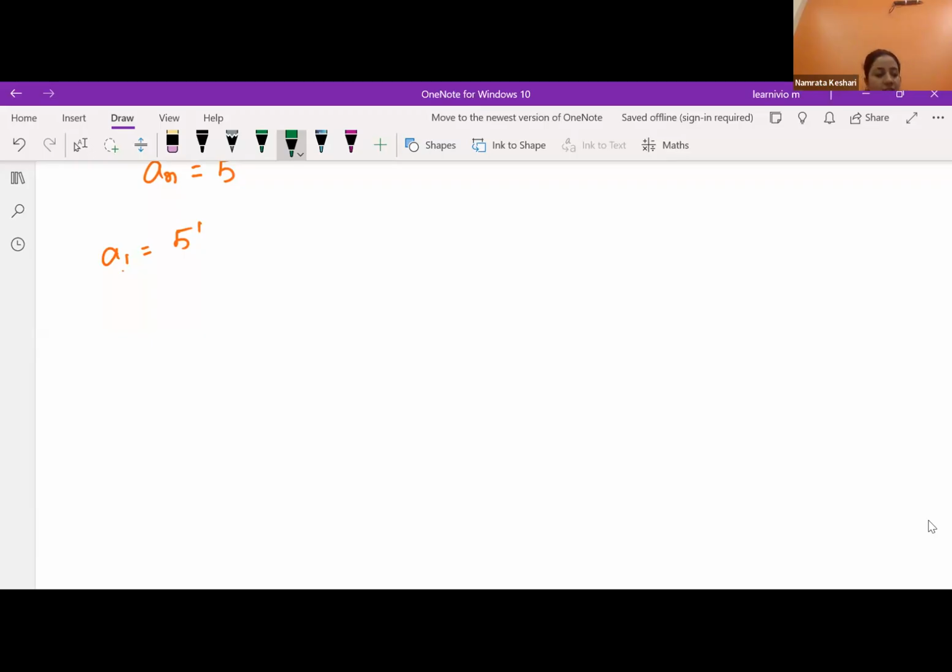So last class we had started the discussion of sequence and series, and here we discussed that we can have any sequence. For example, this 2, 4, 6, 8, 10. This is a sequence, and 2 plus 4 plus 6 plus 8 plus 10. This is a series associated with the given sequence.